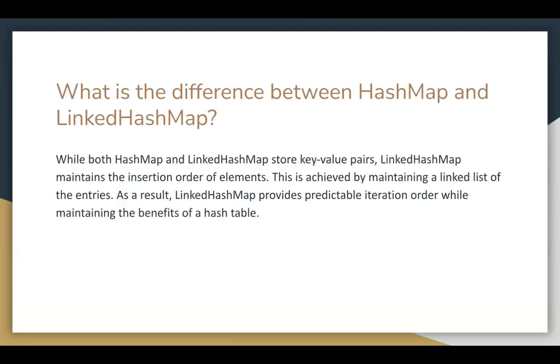What is the difference between hash map and linked hash map? While both hash map and linked hash map store key value pairs, linked hash map maintains the insertion order of elements. This is achieved by maintaining a linked list of the entries. As a result, linked hash map provides predictable iteration order while maintaining the benefits of a hash table.